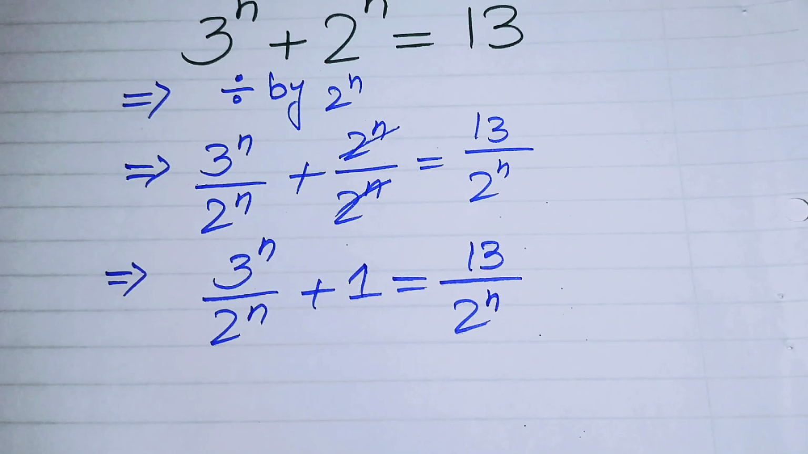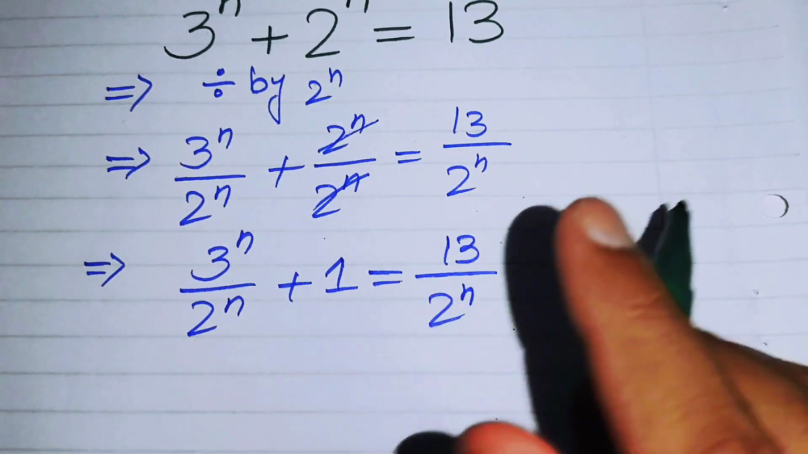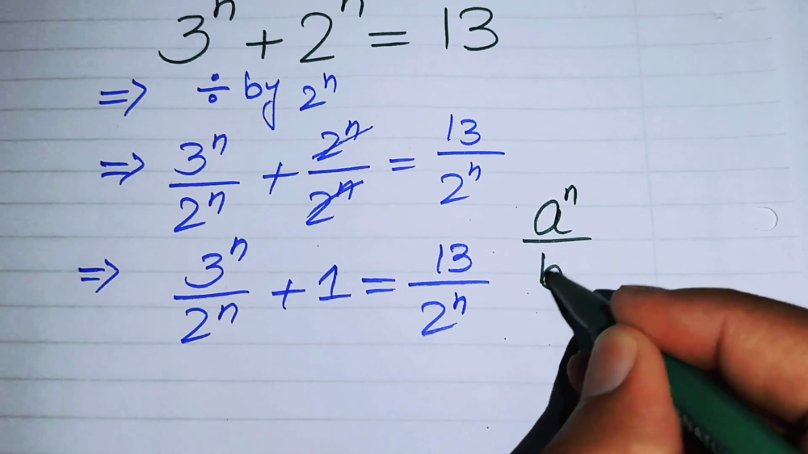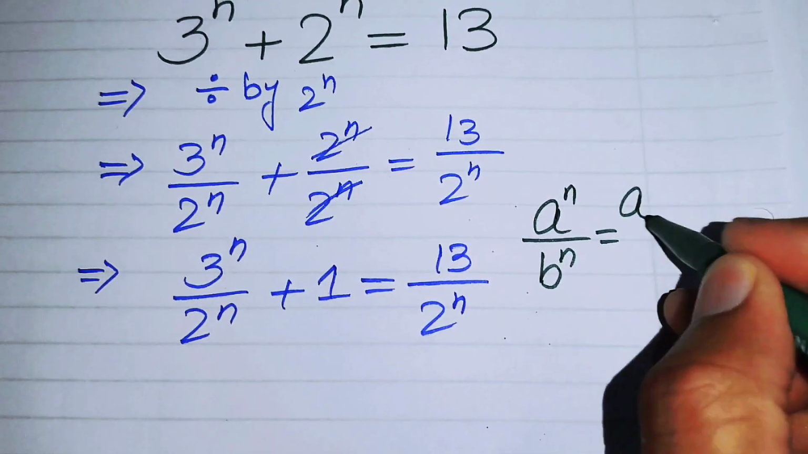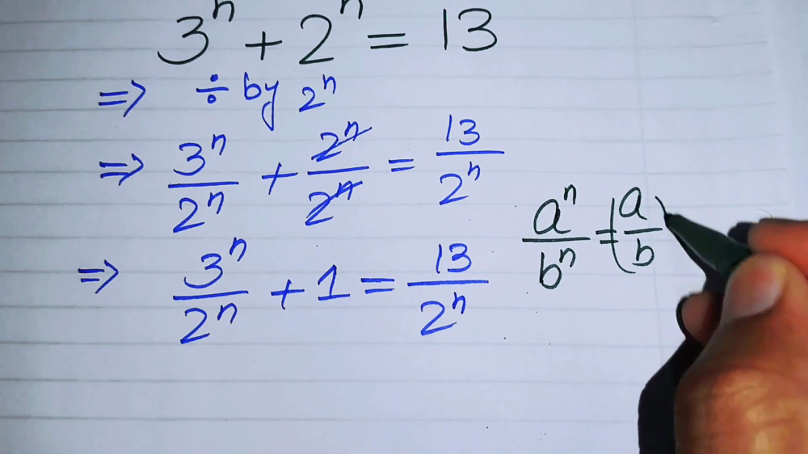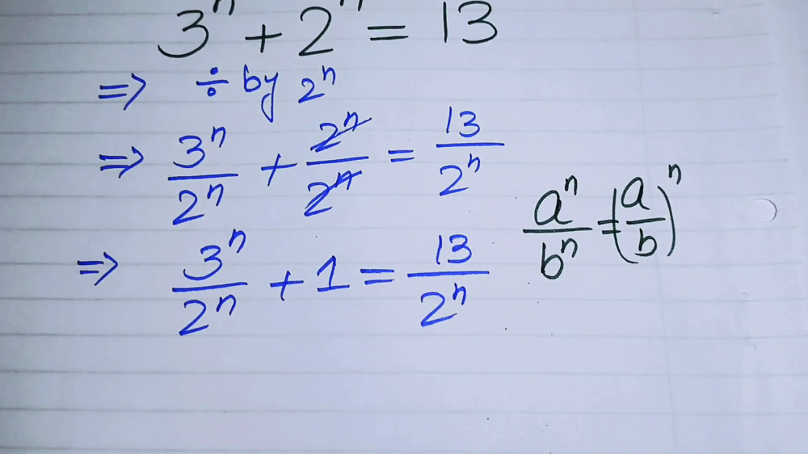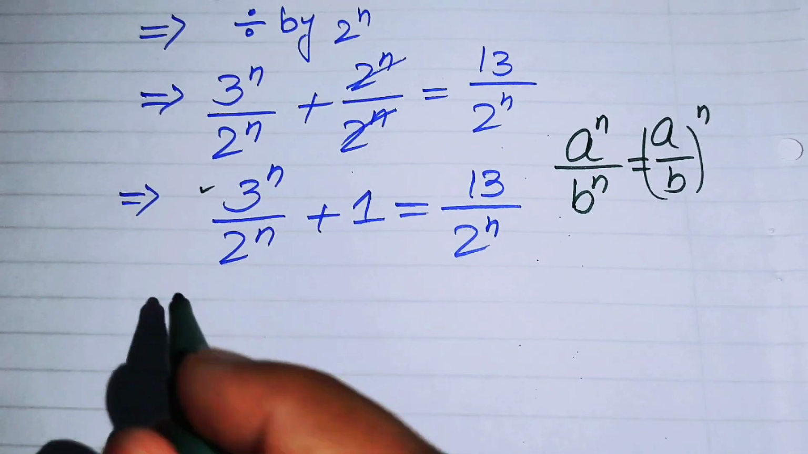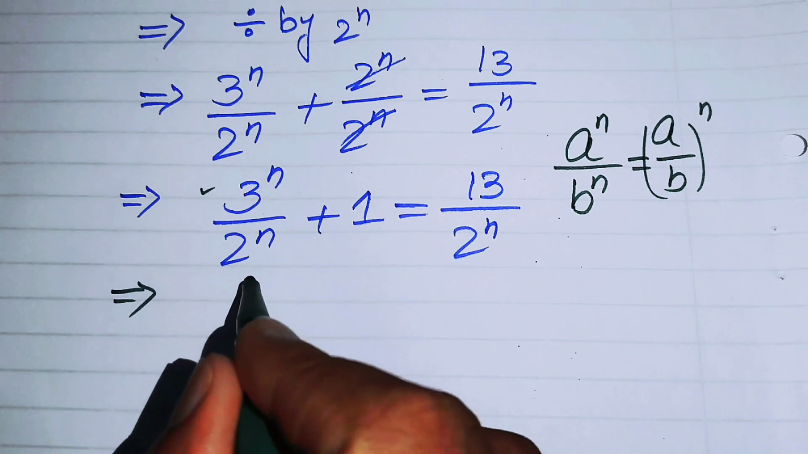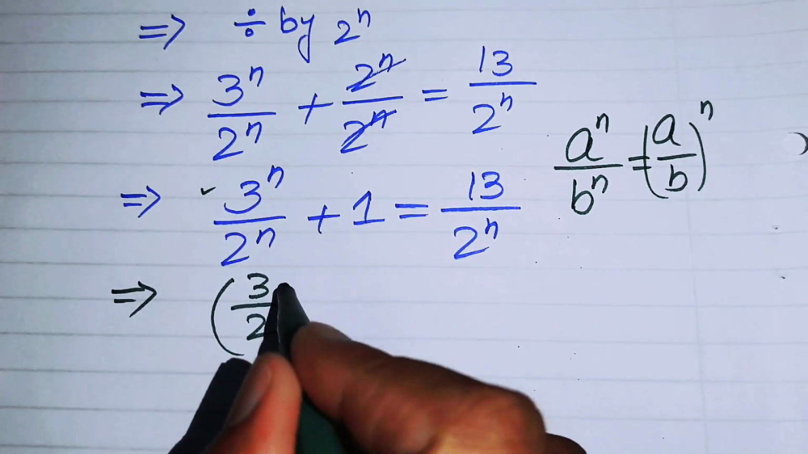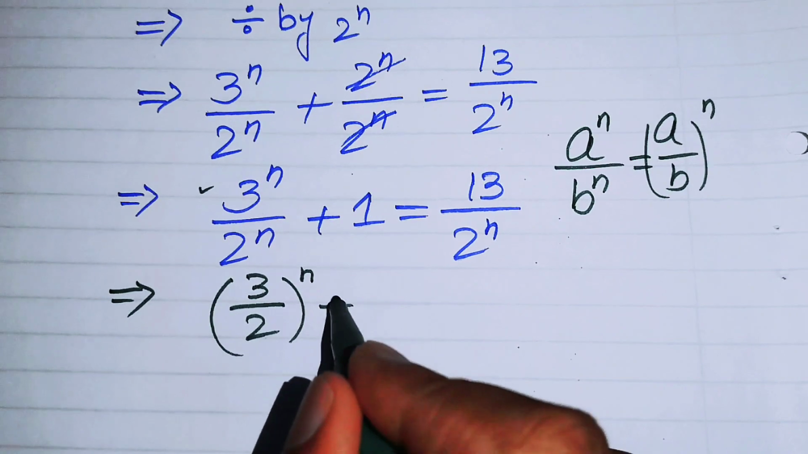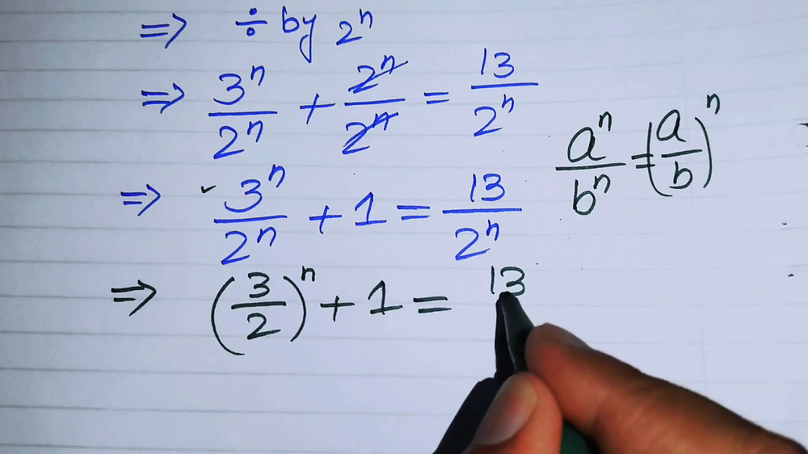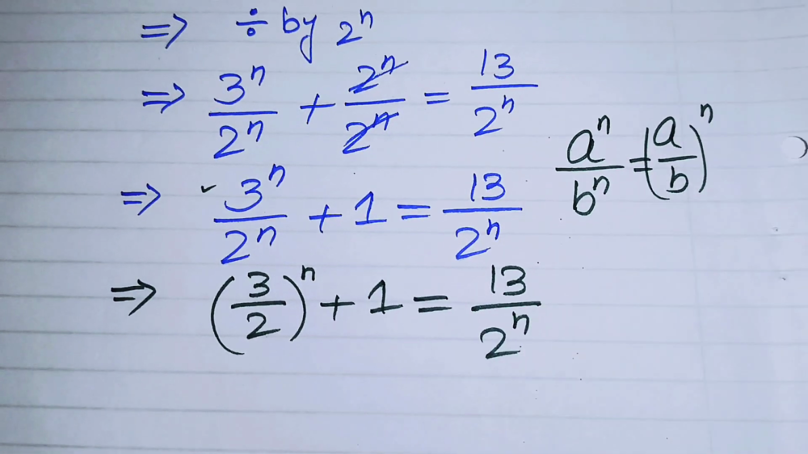And here I can use the nice exponential law, and you know about this law. If we have a to the power of n over b to the power of n, it is equal to a over b and its whole power n. So now we can apply this law in the first term, so that our first term will be rewritten in the form of 3 over 2 and its whole power n, plus 1, and the whole is equal to 13 over 2 to the power of n.